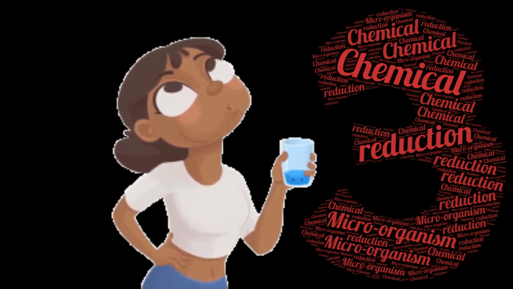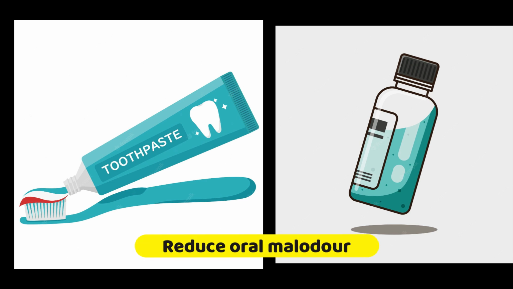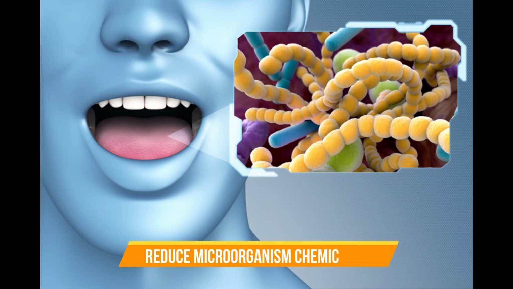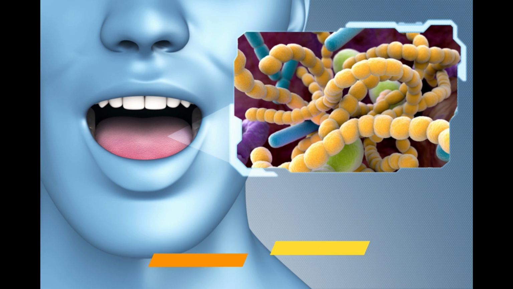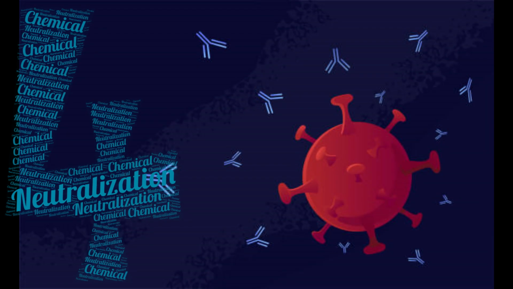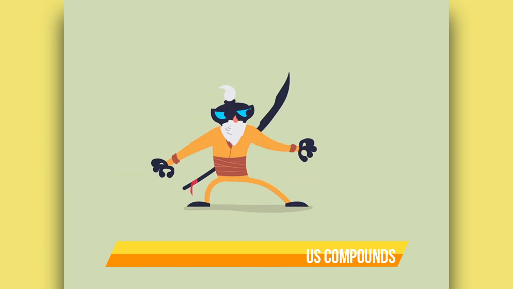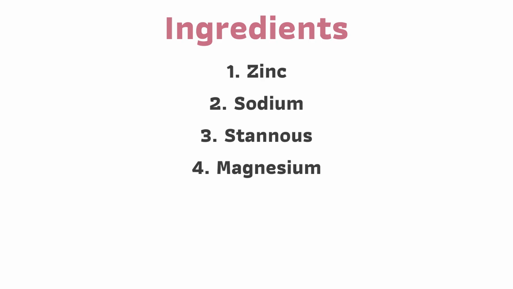Next is chemical reduction of microorganisms. Toothpastes and mouth rinses with antimicrobial properties can reduce oral malodor by reducing the number of microorganisms chemically. You may use the mouth rinses containing chlorhexidine or triclosan or essential oils and cetylpyridinium chloride. Next is chemical neutralization of odorous compounds. So certain compounds reduce halitosis by chemically neutralizing the odorous compounds that are formed in the oral cavity. And these often contain ingredients such as zinc, sodium, stannous, and magnesium.